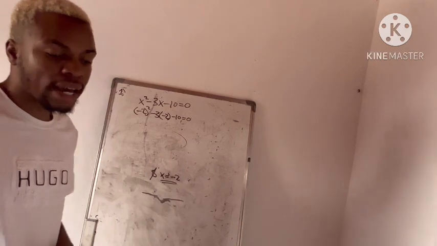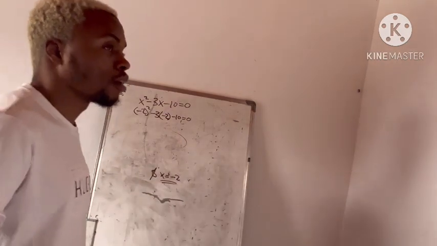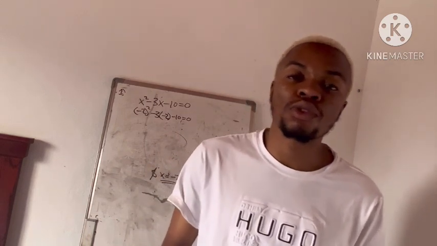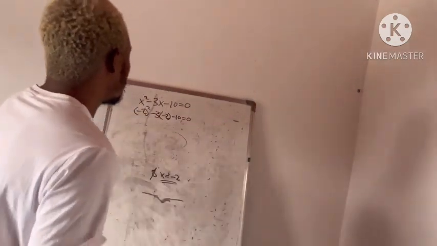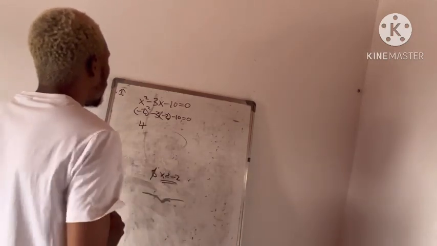So with this in mind, what's minus 2 squared? Minus 2 squared simply means minus 2 times minus 2. Minus 2 times minus 2 gives you what? It gives you 4. Okay? So here you end up with 4.